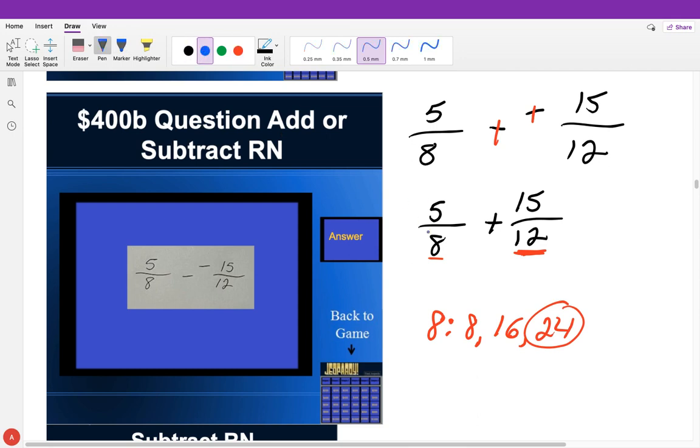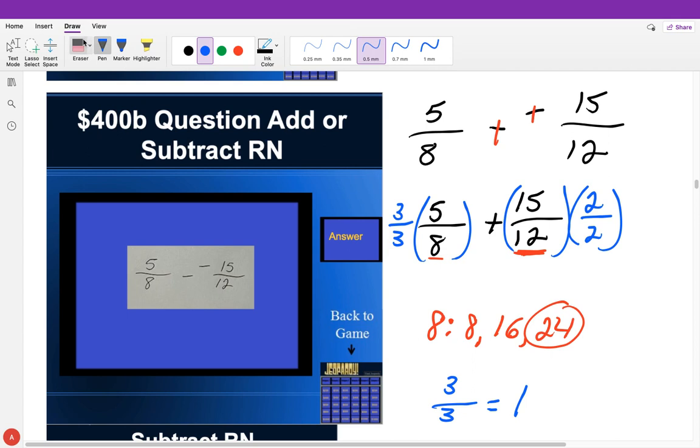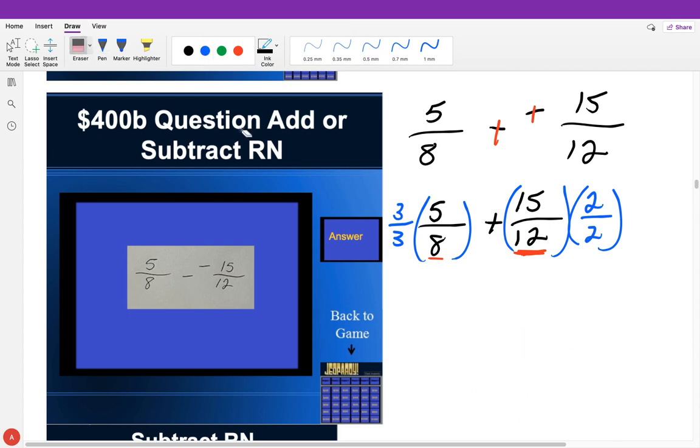Then I need to ask myself, well, 8 times what gives me 24? And that would be 3. So I multiply it by 3 over 3. And remember, we do 3 over 3 because 3 over 3 is equal to 1. And 1 times any number is always that number. So we're not changing the value of it. We're just rewriting it. Then I ask myself, 12 times what gives me 24? And that's 2. So I will need to multiply that fraction by 2 over 2. And once I do this part, now I just need to go ahead and multiply.